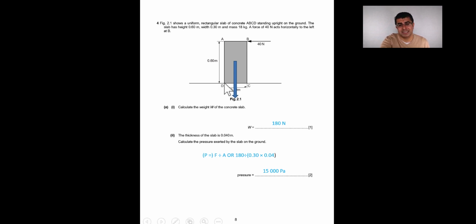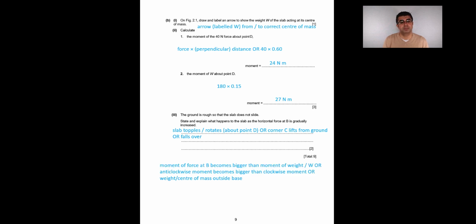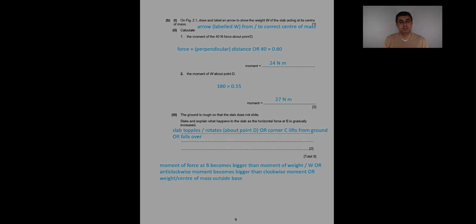Remember, here is the pivot. This is where you're tipping it over. And this is going in the clockwise direction, and this force is going in the anti-clockwise direction. So if you make that bigger, and they've told you that it's not going to slide, then it's going to tip over towards this side here, the anti-clockwise side. So anti-clockwise moment was bigger than clockwise moment, so the block would have tipped over. So moment of force at B becomes bigger than the moment of the force at W. Again, as I've said, anti-clockwise is bigger than clockwise.